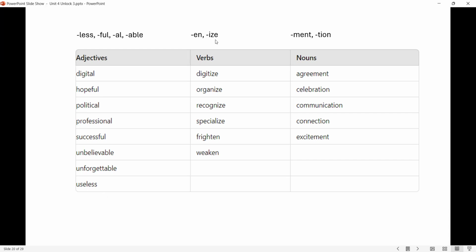EN and IZE are verb makers. Digitize, organize, recognize, specialize, frighten, weaken. So when you add these suffixes to a word, they change to a verb. Ment, TION, ION, these are noun makers. Agreement, celebration, communication, connection, excitement. So these suffixes change the word into a noun.